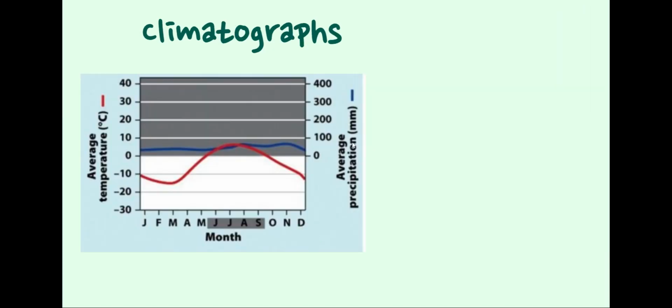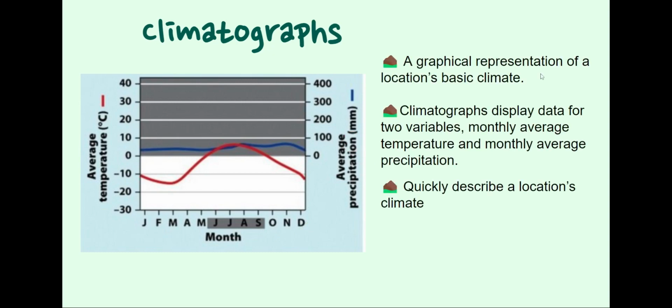Next up, a climatic graph. A climatic graph is a graphical representation of a location's basic climate. Climatic graphs display data for two variables, monthly average temperature and monthly average precipitation, which, if you remember, is what you use to calculate the climate of a region and what biome it's in. It lets you quickly describe a location's climate. You're definitely going to have to read one of these for the AP test.